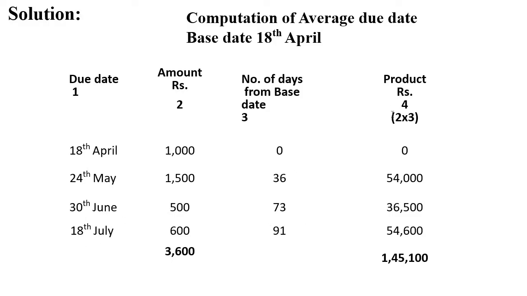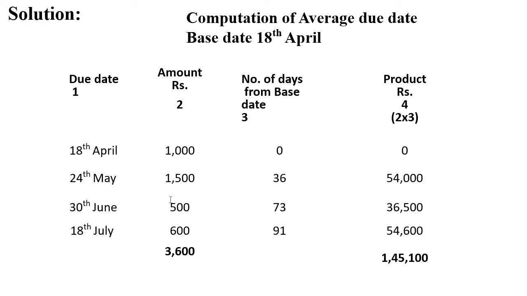In the fourth column, we have to find out the product. For the product, you have to use a simple logic. You have to multiply the amount column and the number of days. What is the amount for 18th April? It is 1000. So 1000 into number of days. There are nil days for 18th April, so 0. For 24th May, the due amount is 1500. The number of days is 36. So 1500 into 36 is 54,000.